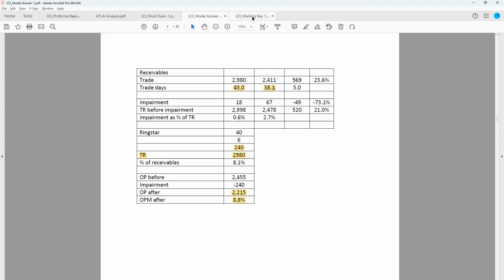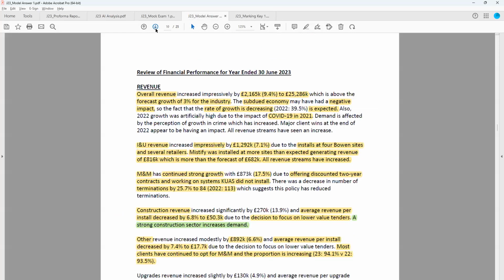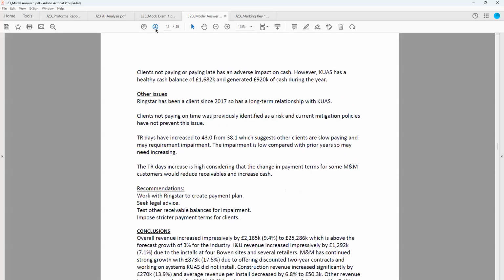So that might indicate that customers have been slow paying, and that there could be a need for further impairment of balances. So receivables days are up, which suggests other clients are slow paying, and that may require impairment. The impairment is low compared to the previous year.